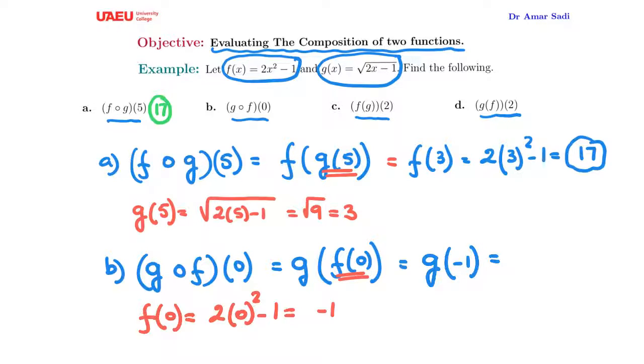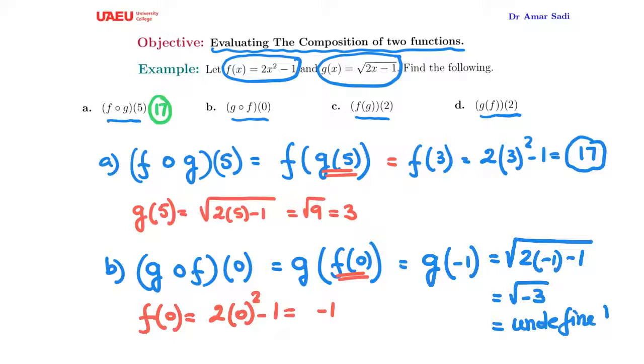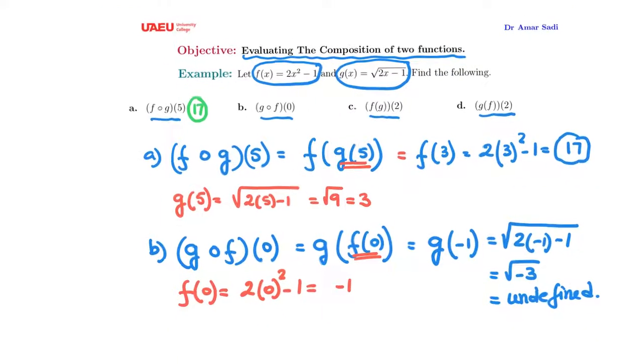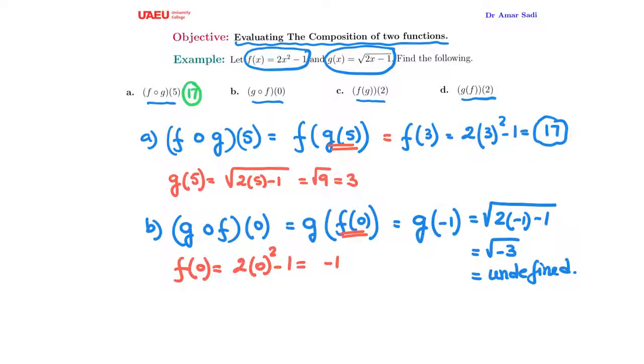And g of minus 1 is the square root of 2 times minus 1 minus 1. And actually, it is not defined because this is going to give us square root of minus 3, which is undefined. It's not a real number. So sometimes it may happen that what you are looking for may not be there, so it will be undefined.